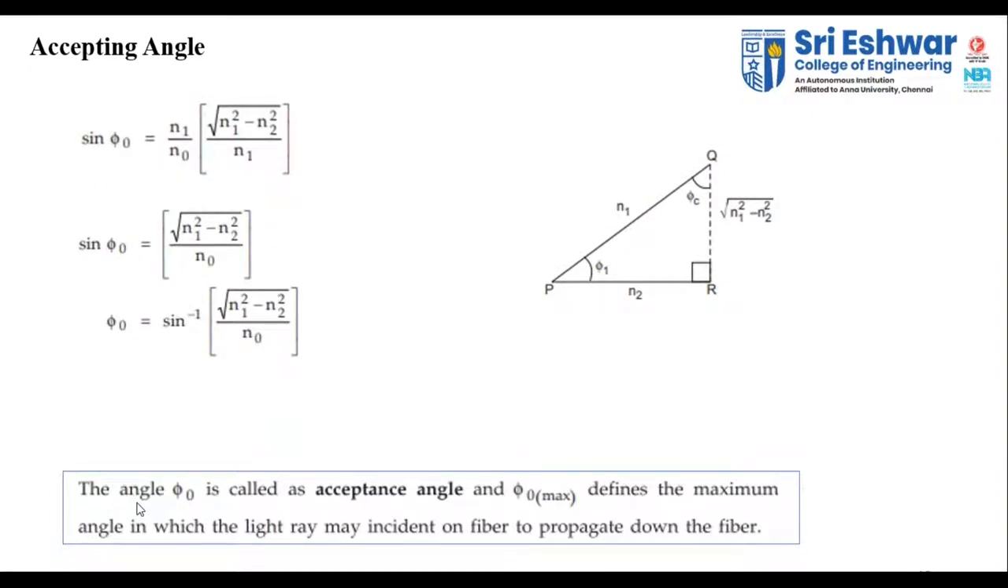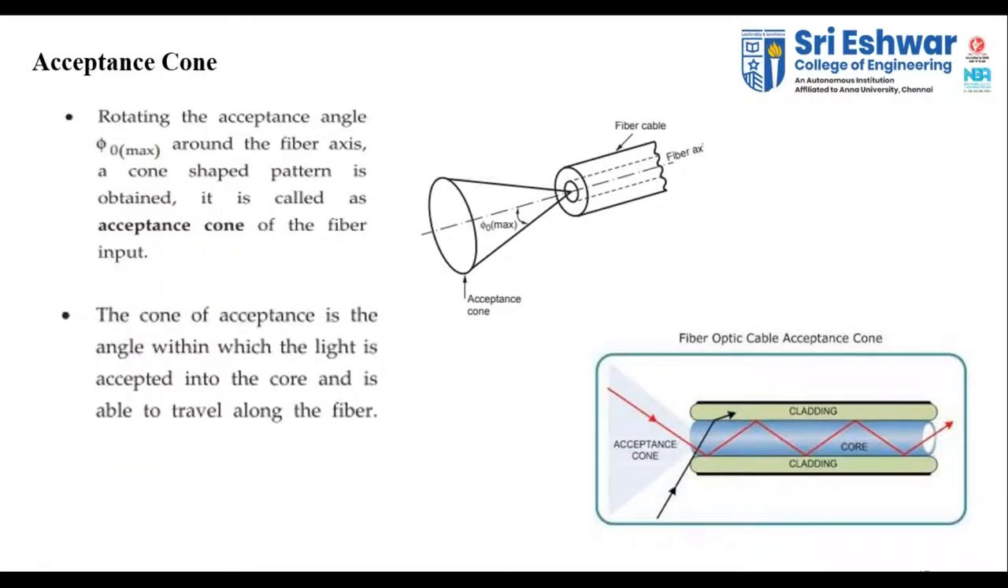The same goes for your accepting cone. We already discussed: just rotate your wire, meaning where the signal passes, just rotate your cable. When you rotate your cable, on the input side there is a cone.